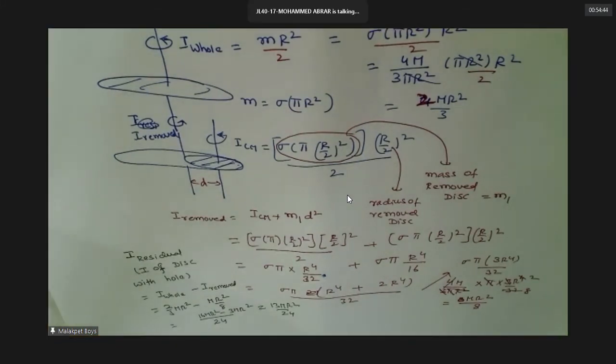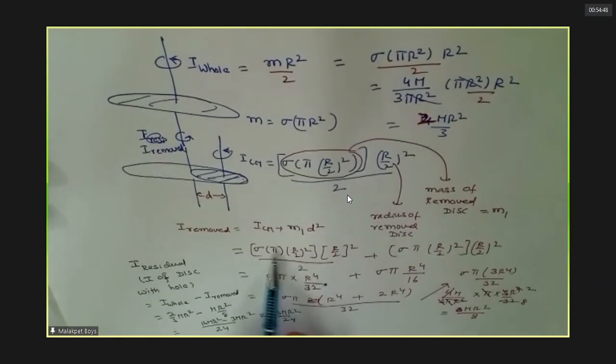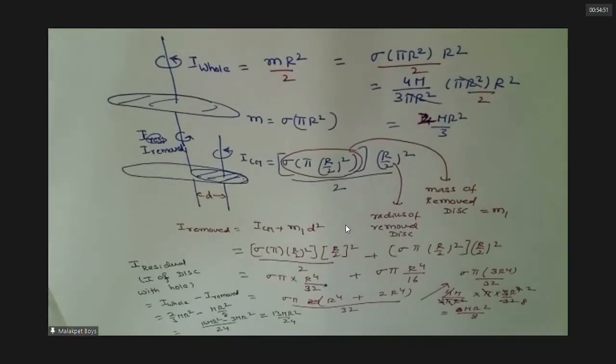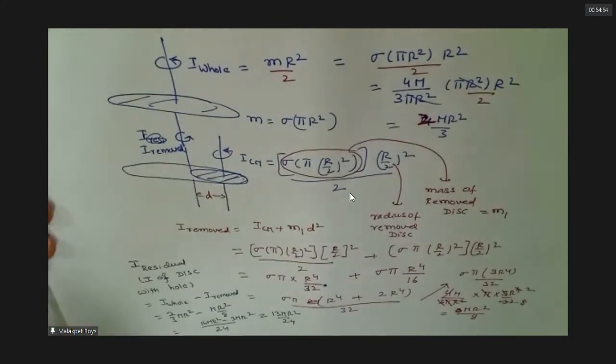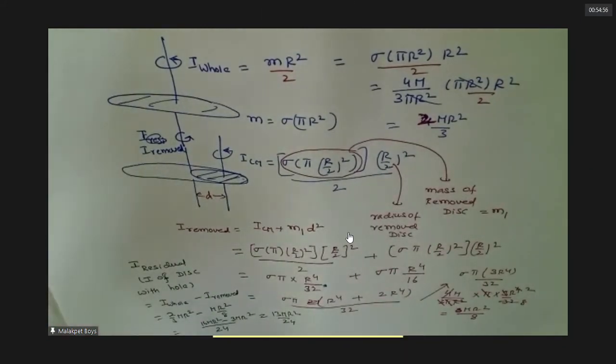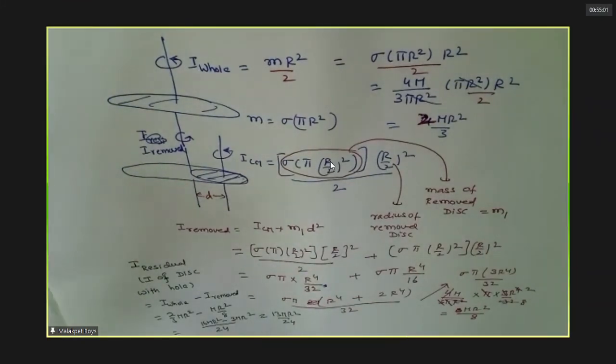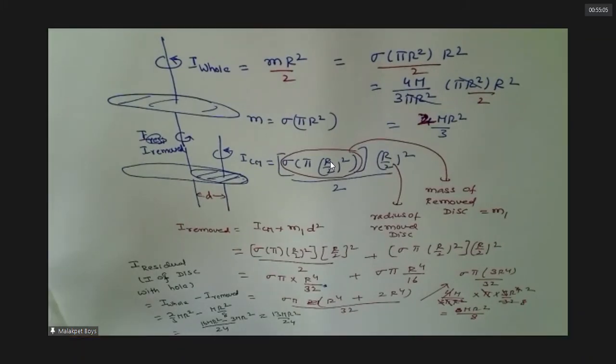Sir, remove the page and open downward, sir. You just check up whether the mass of the removed portion is correct: sigma into pi, r by 2 whole square. Correct only, no? Yes, sir. Radius r by 2 only, no? You gave r by 2. You do it by yourself.